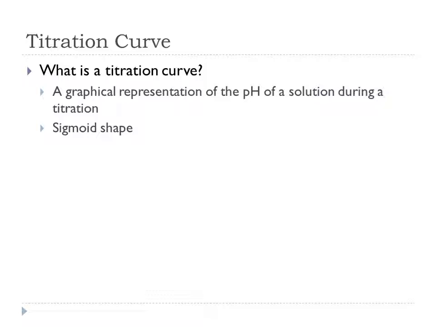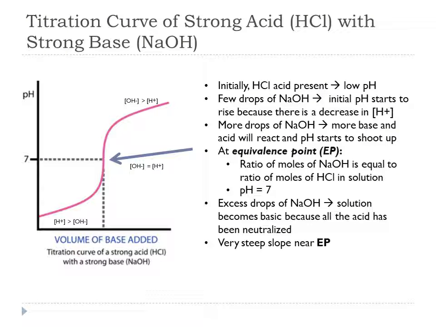Titration curve is a graphical representation of the pH of a solution during a titration and has a sigmoid shape. Let's look at the titration curve of a strong acid like hydrochloric acid. When you add a strong base like NaOH, initially because there's only HCl present, the pH is low. However, as you start to add drops of the strong base, the pH starts to rise because of a decrease in hydrogen concentration in the solution. Hydrogen will react with OH to form water, and this will increase the pH.